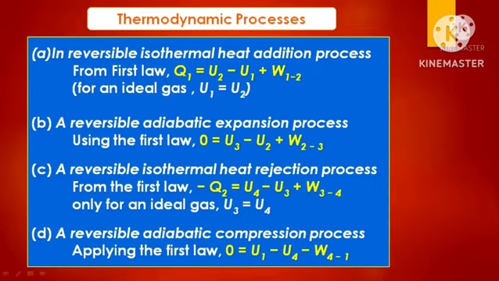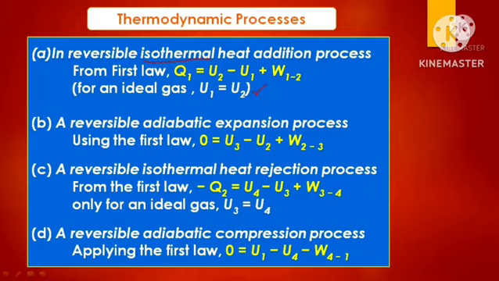Here you can see in this slide, the first process is the reversible isothermal heat addition process. In the isothermal heat addition process, the internal energy will not change. That means U1 will be equal to U2. Therefore, Q will be equal to work done. Net heat transfer will be equal to the work done. In the second process, reversible adiabatic expansion process, as the name implies, adiabatic means no heat transfer will take place. So heat transfer is considered as 0 and you can see the remaining equation, internal energy and work done.